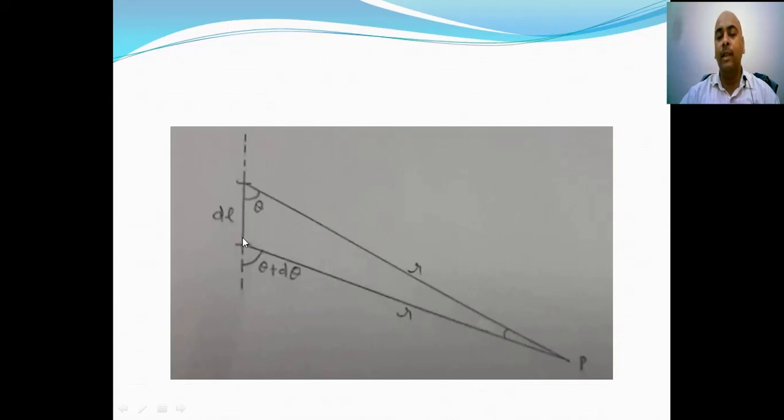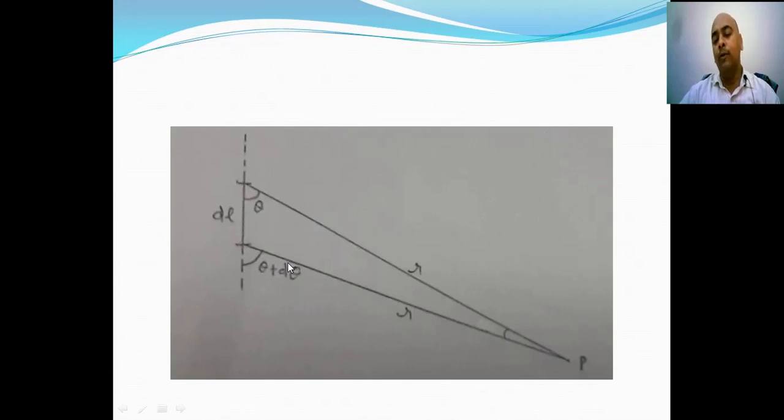This was the small differential element of length dl, and what we are doing here is connecting the upper end of the infinitesimal element as well as the lower end of the infinitesimal element with the observation point P. If the upper line, which connects the upper end of the small element with the observation point P, makes angle theta with the axis of the conductor, then definitely the lower line which connects the lower end of the element with the observation point P will make angle theta plus d theta, or theta minus d theta, with the axis of the conductor.